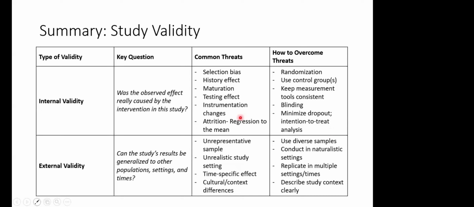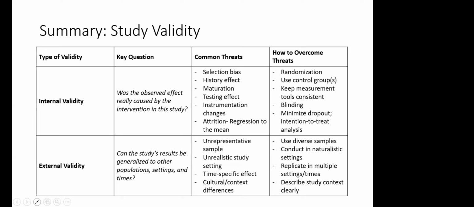There are also instrumentation changes. These are changes in tools, observers, or methods during the study that could influence the results. For example, switching from one brand of blood pressure monitor to another midway through a trial, leading to slightly different readings. So how do we minimize this? We use consistent instruments and measurement protocols, as well as train assessors and calibrate equipment regularly.